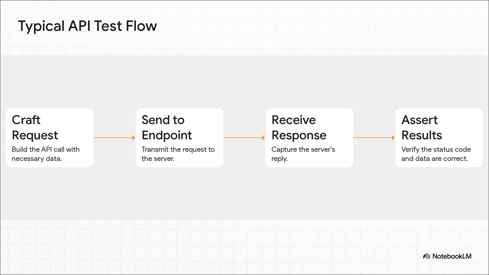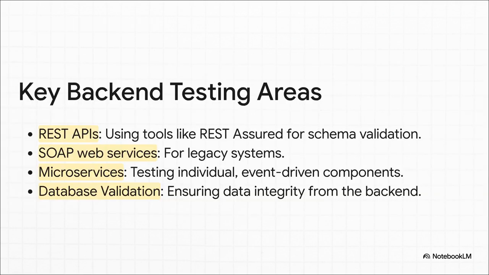So how do we test it? It's actually a pretty logical flow. An automated test will build a request, just like your browser would, send it off to the server, and then it just waits for the response. The most important part, though, is that final step, asserting or verifying that we got back exactly what we expected to get back. And this testing has to cover a whole range of different technologies.